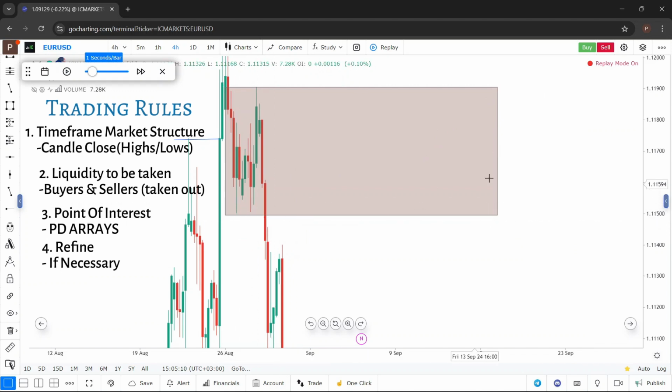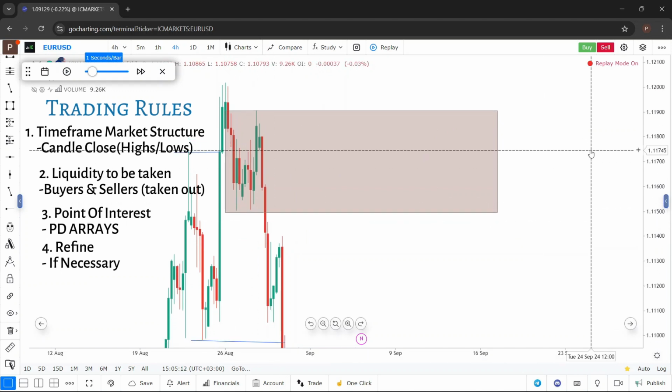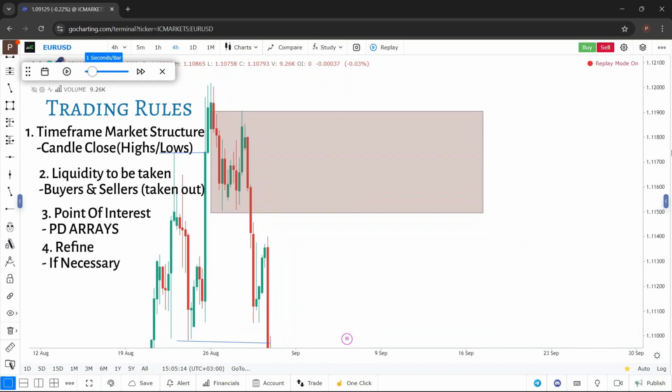Now after seeing the liquidity being taken out, what's the next step? It's the point of interest. So we are looking for PD arrays at our point of interest. From the higher time frame, this was our point of interest. We don't look anywhere else. We just look right here. So from right here, what do we have? We have this fair value gap from this position. We have this fair value gap from this position. Okay, that's nice. Now we have our fair value gap.